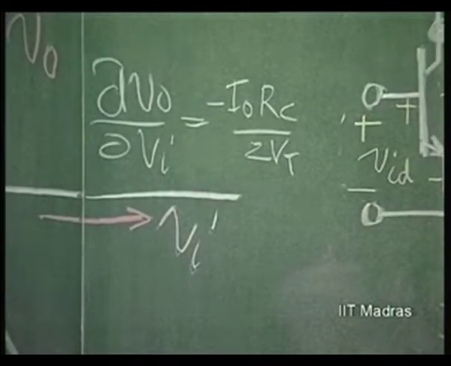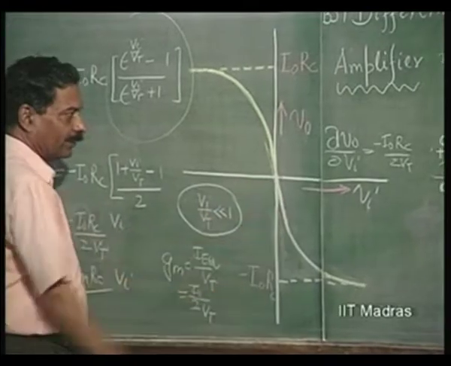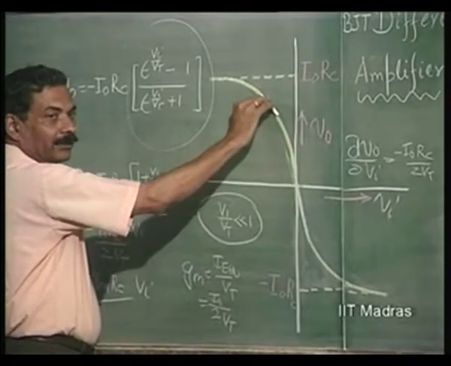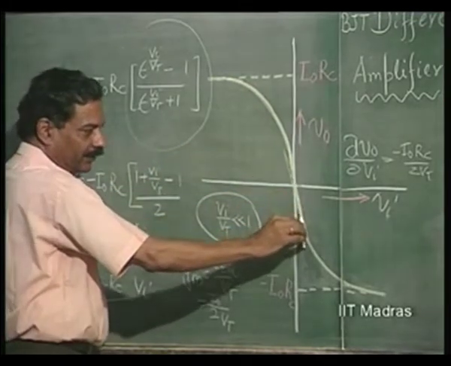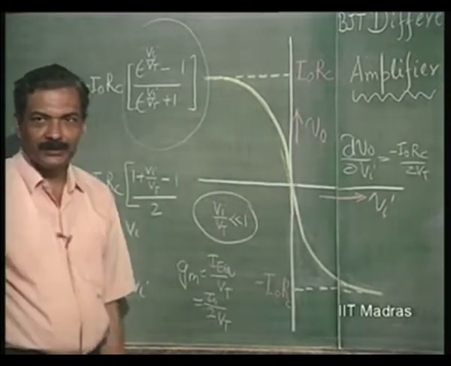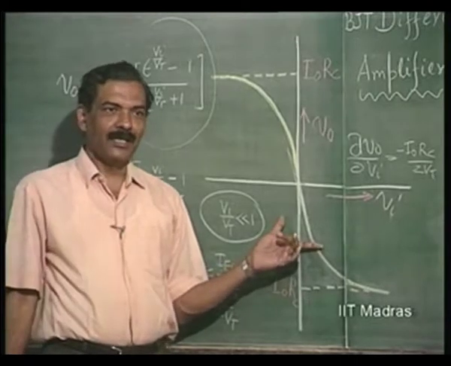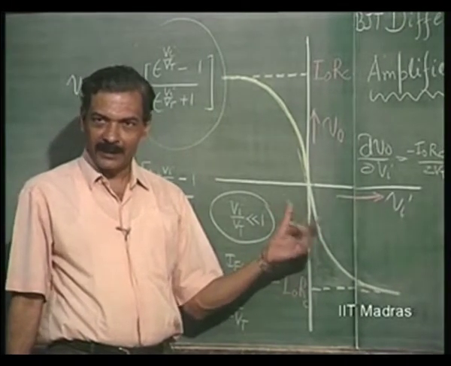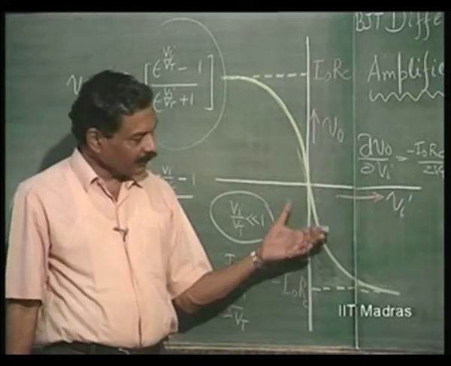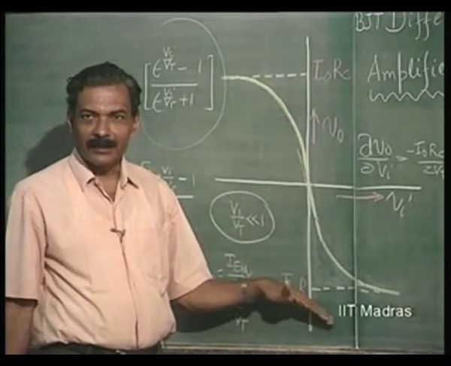Now, the negative sign is also indicated by the negative slope here, and the slope will keep on decreasing. That means, if there is an offset in this differential amplifier, the small signal gain is going to be less, and not only that, the swing also is going to be less.